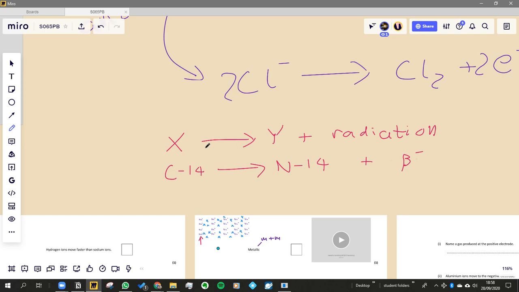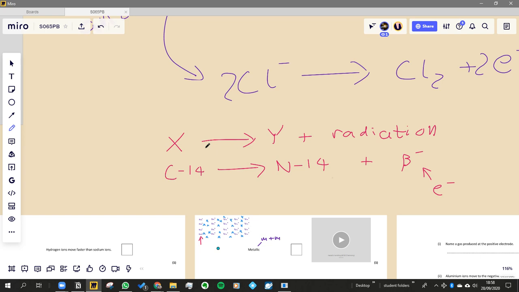What is this beta particle? Well, when they first discovered them, they just called them beta particles. But they later found out that they were electrons, which is really confusing. And the exam board would really like you to realize what's confusing about this, because this electron did not come from the outside of the atom. And this is why it relates to what we're talking about.